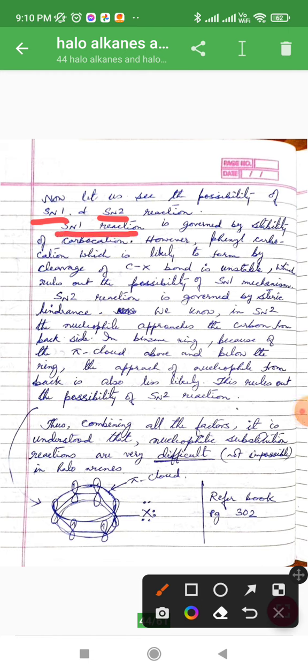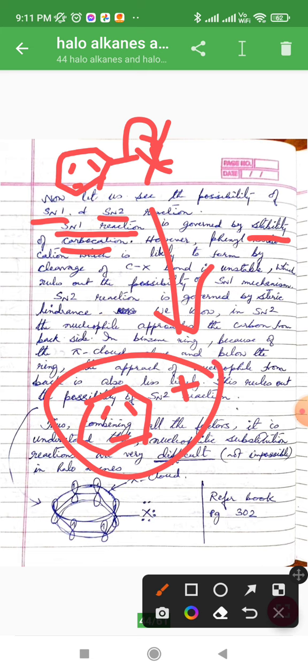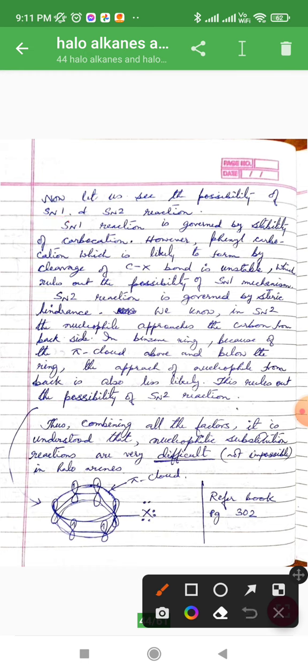You know, Sn1 reactions are governed by stability of carbocations. Now let us assume that in the benzene ring which we have, suppose the carbon halogen bond is cleaved. Now if the carbon halogen bond is cleaved, what will we be left with? We will be left with a phenyl carbocation. Now it has been found that this phenyl carbocation doesn't attain any stability, either by resonance or any other factor. So since the phenyl carbocation is not stable, Sn1 reaction will not occur, because remember, Sn1 reaction is governed by stability of carbocation. So let us give up the idea of Sn1.